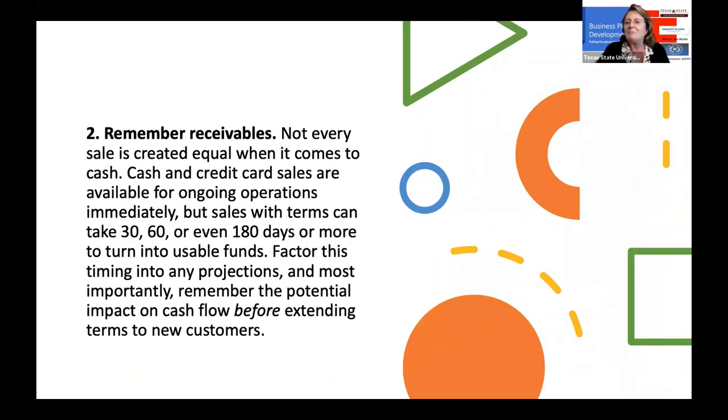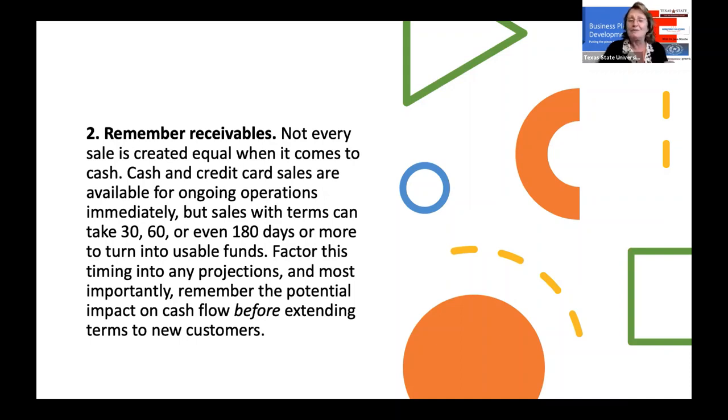The next is we want to make sure that we don't forget receivables. Not every sale that we have is going to be in cash. As we've seen in the pandemic, a lot of people don't even want to carry the actual physical thing of cash, right? Not everybody wants to do that. So there's a lot of credit card sales. Well, you need to be looking at your banker to see how soon you receive those credit card funds.